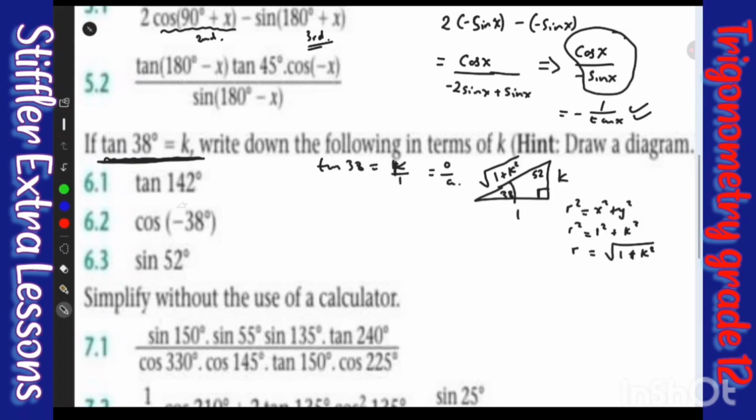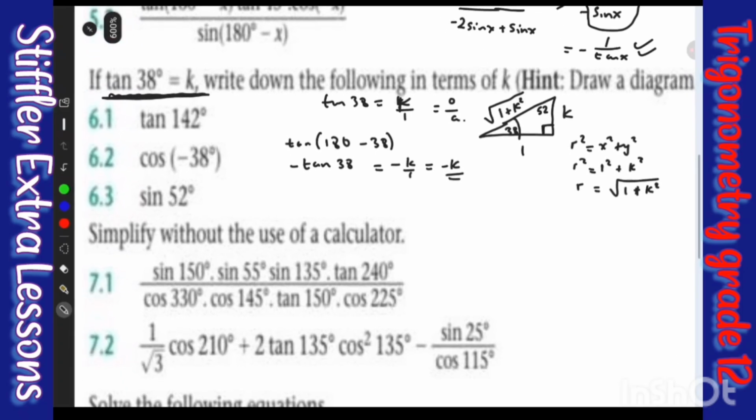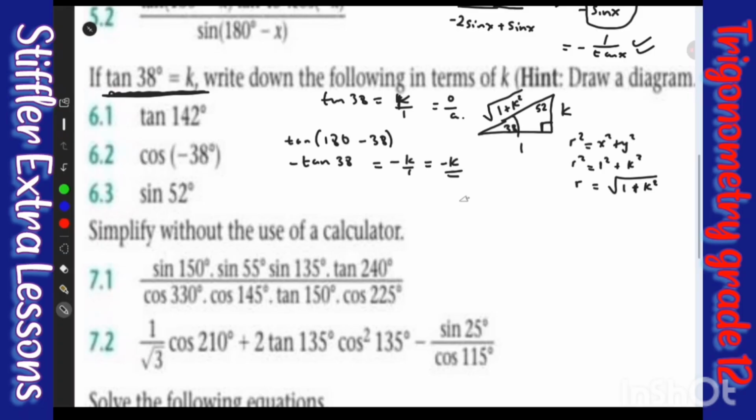Tan of 142. This is the same as saying tan of (180 minus 38). 180 minus 38 falls in the second quadrant, so this becomes negative tan of 38. And what is the value of tan 38? K over 1. So our answer becomes negative k over 1, which is just negative k. And then let's move to cos of negative 38. We said that the cos of a negative angle falls in the fourth quadrant, so this becomes just cos of 38.